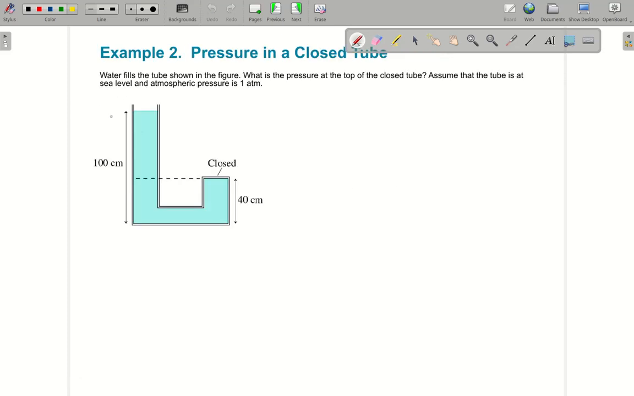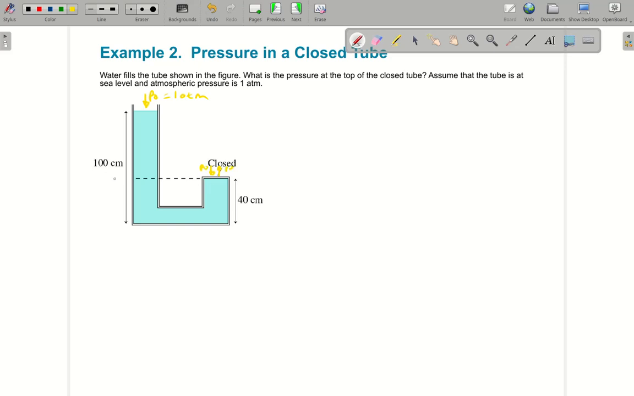Here's another example. Water fills the tube. So this is water. What is the pressure at the top of the closed tube? Here, notice the tube is closed here. So we have P0 on the left, which we are told to take as 1 atmosphere. But on the right, P0 is not impacting the top here because there is a rigid surface here and it applies a force against it and cancels it.